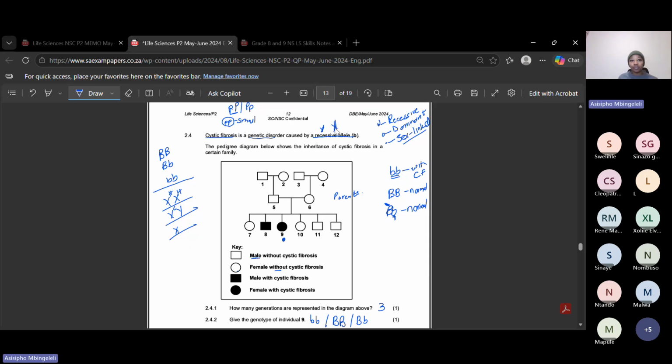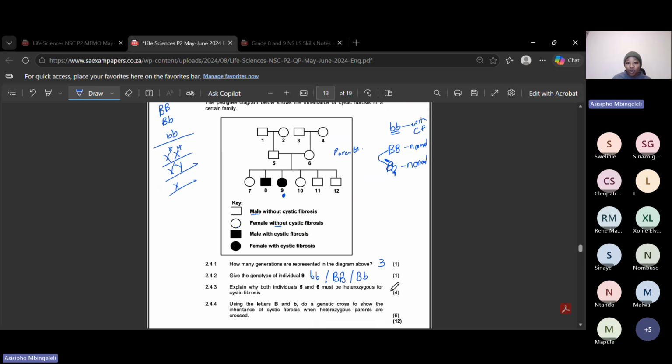Our most important information is that they've said the genetic disorder is caused by a recessive allele. Then you write this down on the side. These ones are normal and this one is not normal. So if we go back to our question, the first answer that we got, which was small letter b, is correct. Why are we saying that? They're saying give the genotype of individual 9. Individual 9 is shaded. This is a female with the disorder.